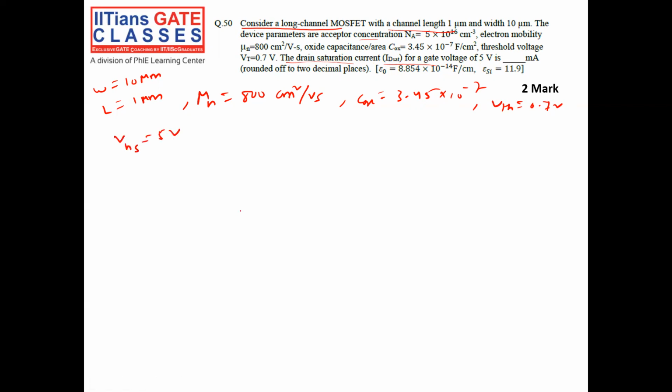5 volt. We know the saturation current ID sat in an NMOS enhancement MOSFET is half Vn COX W by L (VGS minus Vth) whole square, neglecting the channel length modulation. This is a very easy question. Put the numbers, get the answer. So this question will be solved by everyone.